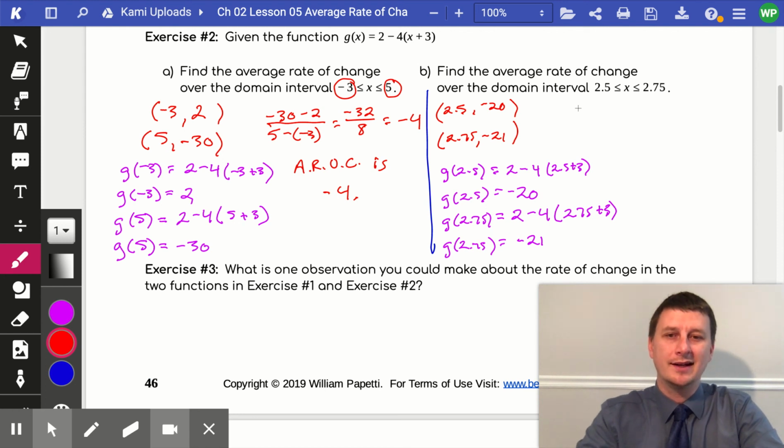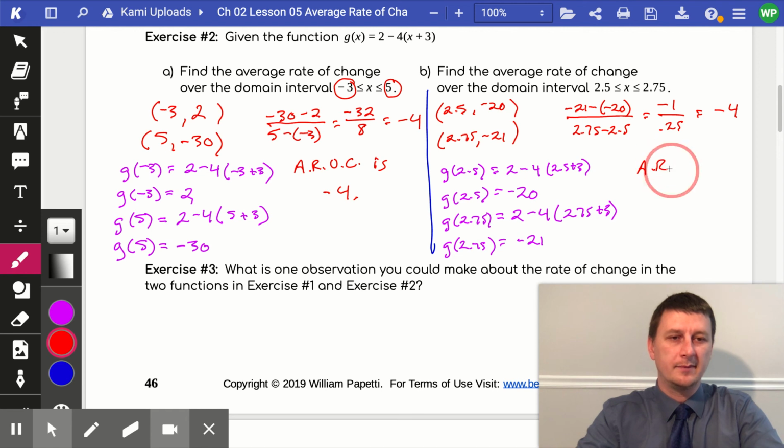So now I'm going to take my two xy coordinates, and I'm going to find my change in y values. So that's going to be negative 21 minus negative 20. And then I'm going to put that over my change in x values, which is 2.75 minus 2.5. That's going to give me, well, this is a plus, so this is going to be a negative 1 over 0.25. And negative 1 divided by 1/4 is going to give me a negative 4, which now I could see that I'm on the right track, because that is the answer that I did get for part A.